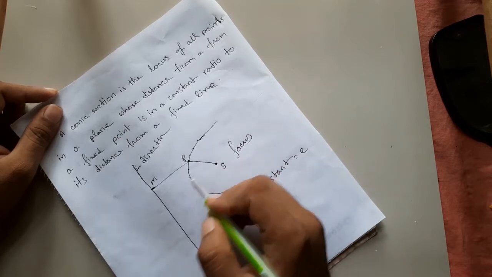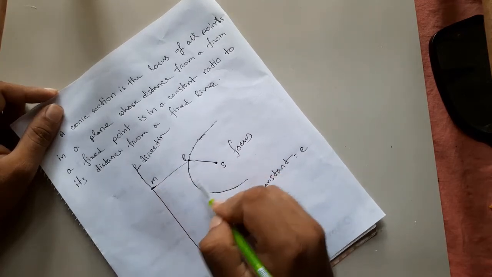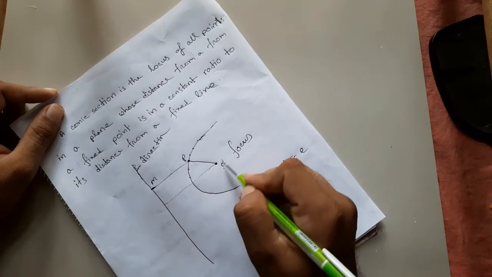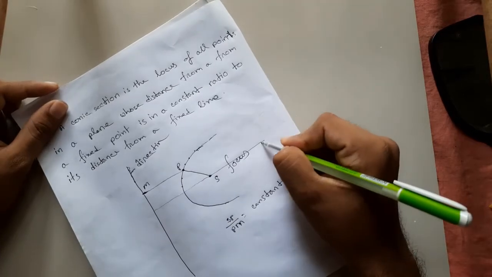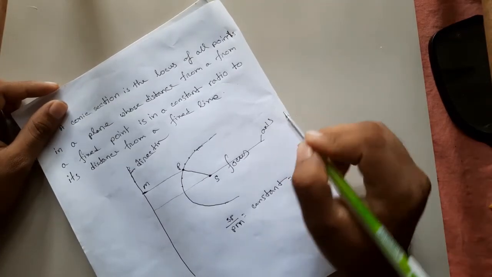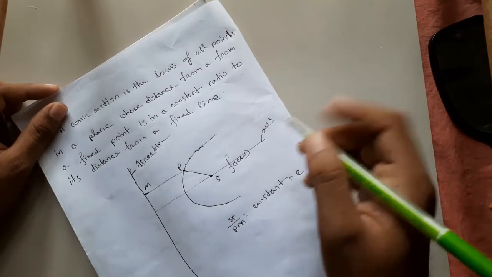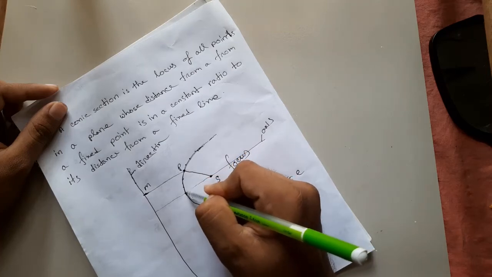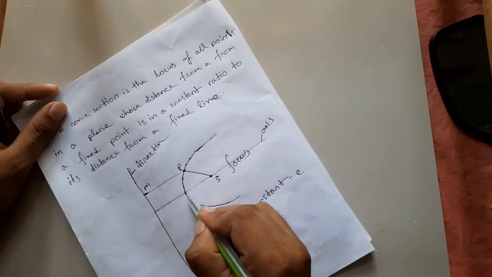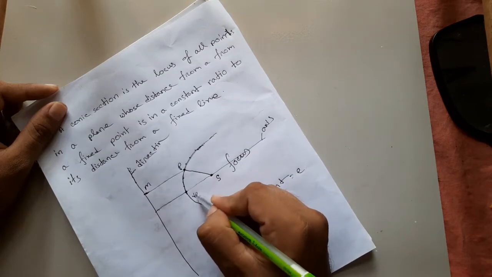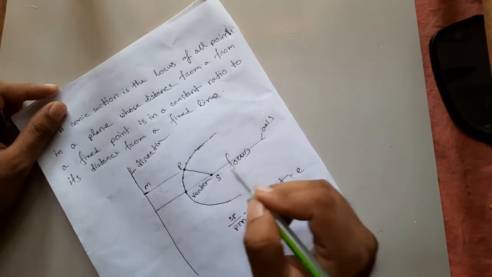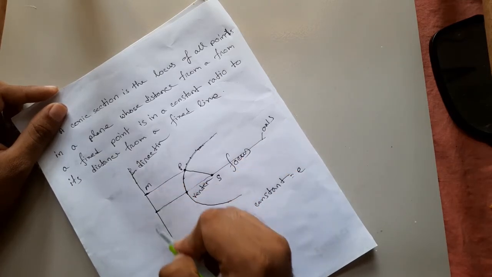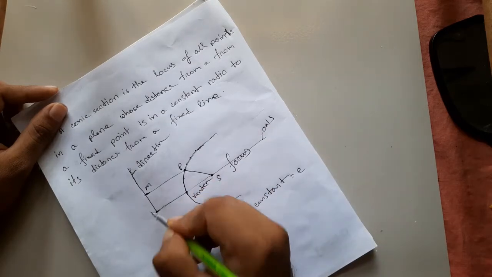The line which is perpendicular to the directrix and passes through the focus is called axis. Clear? The intersecting point of the conic and the axis is called vertex. The intersecting point of directrix and axis is called foot.